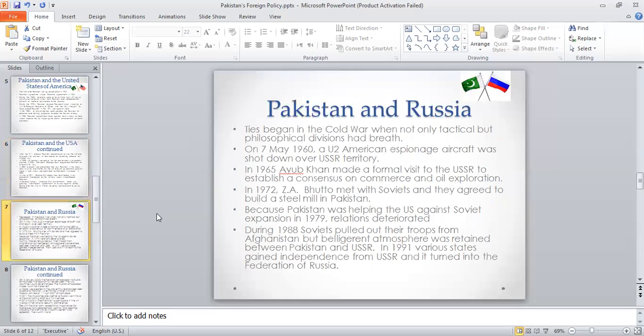Now coming along to relations between Pakistan and Russia. First, on May 25, 2002, Russia sponsored a peace conference in which it invited India and Pakistan to attend. Pakistan accepted whilst India rejected. Russia blamed Pakistan. This altercation defines the relationship between Pakistan and the USSR. Ties began in the Cold War, where not only tactical but philosophical divisions had breadth.